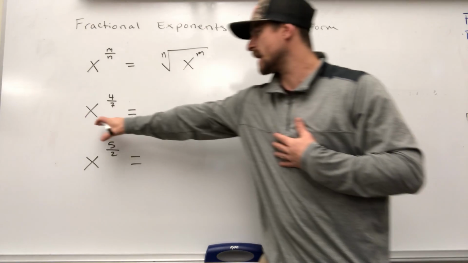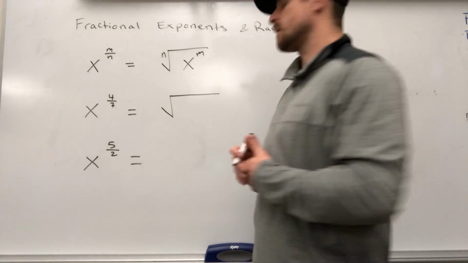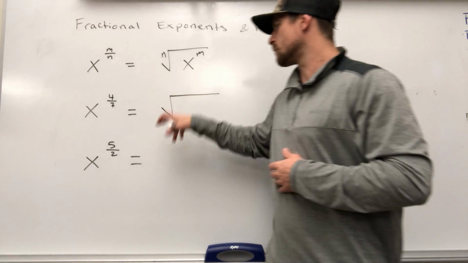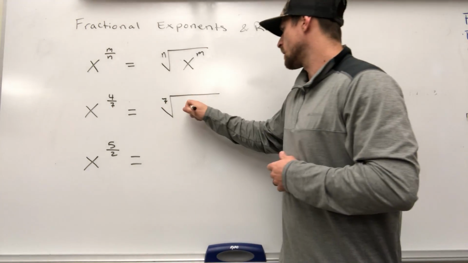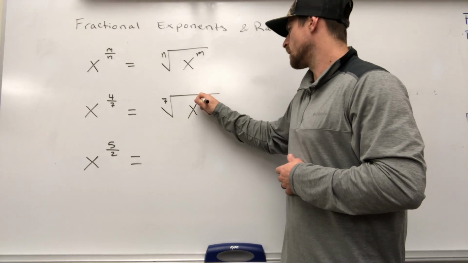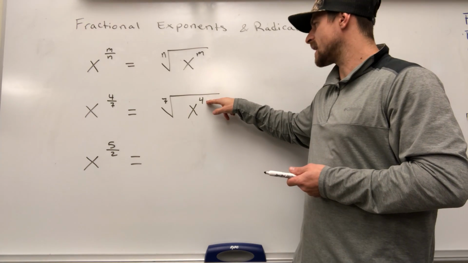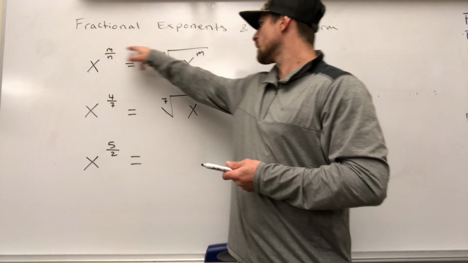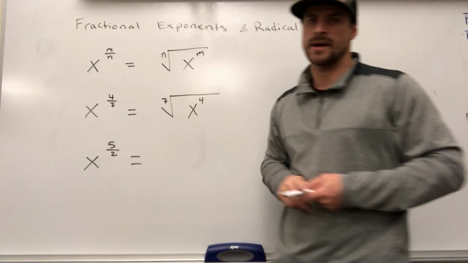Okay, so we got x to the power of 4/7. So I'm gonna draw my root. Outside of the root goes the denominator. So root 7, x to the power of 4. Numerator goes inside of the radical. Denominator goes outside of the radical.